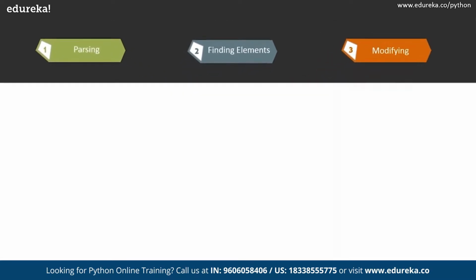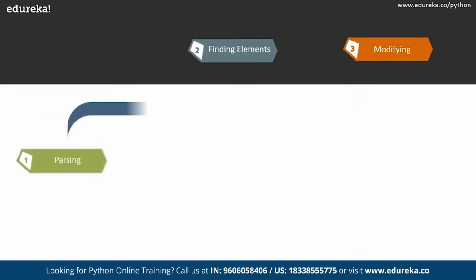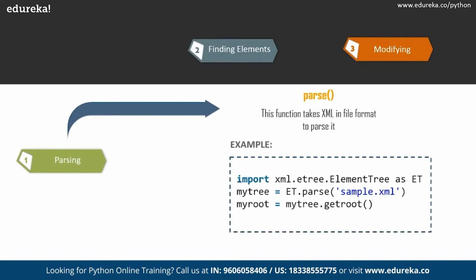So first, let's take a look at how to parse XML using the ElementTree module. There are two ways to parse a file using this module. The first is by using the parse function, and the second is to use the fromstring function. The parse function parses an XML document which is supplied to it as a file. Now let's jump on to PyCharm to see how exactly this works.